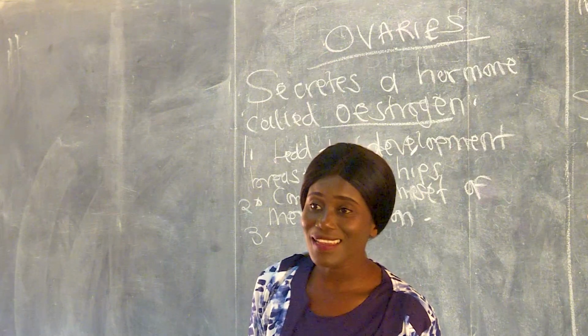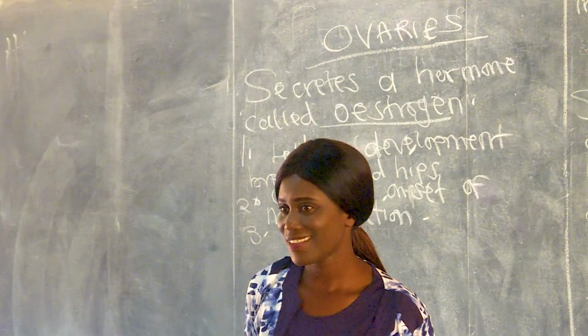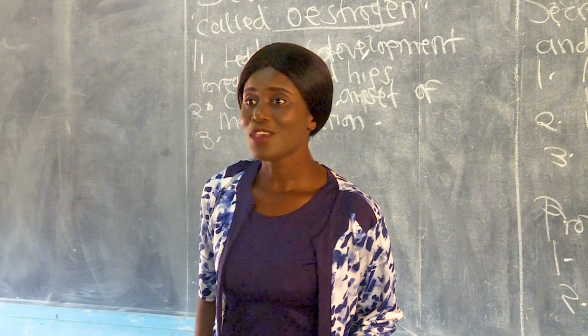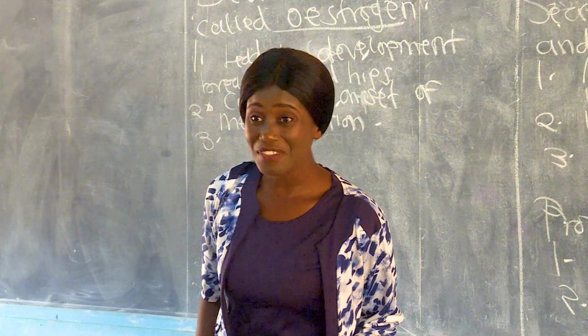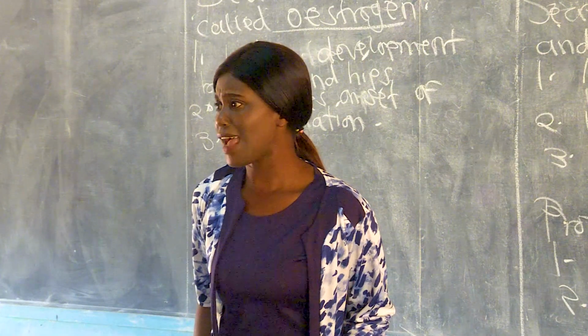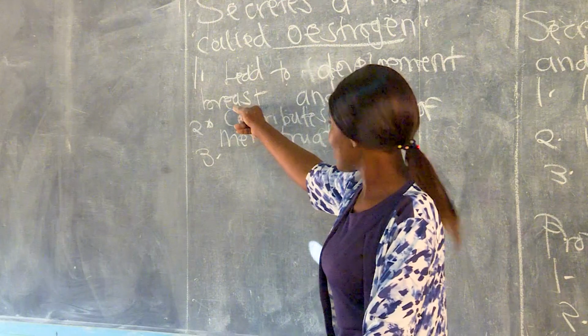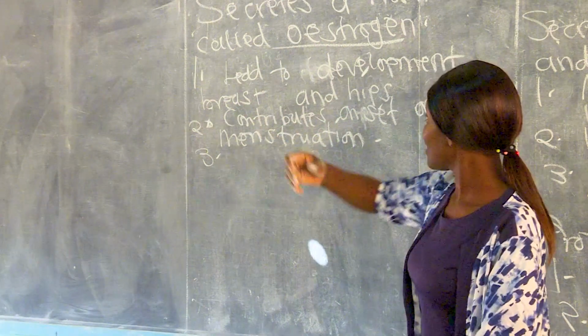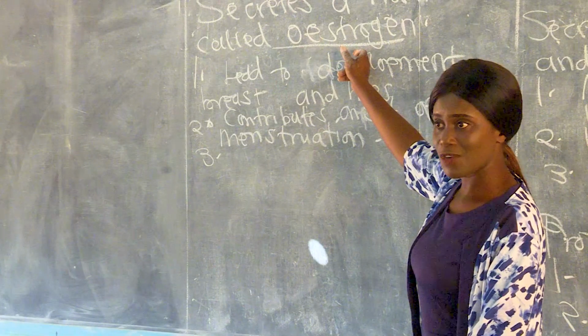Now this one goes to the girls. Girls, at one point, the chest that you have was flat, as flat as a table. But this time around, it has scales. It is the breast. The breasts that you have came about as a result of estrogen.